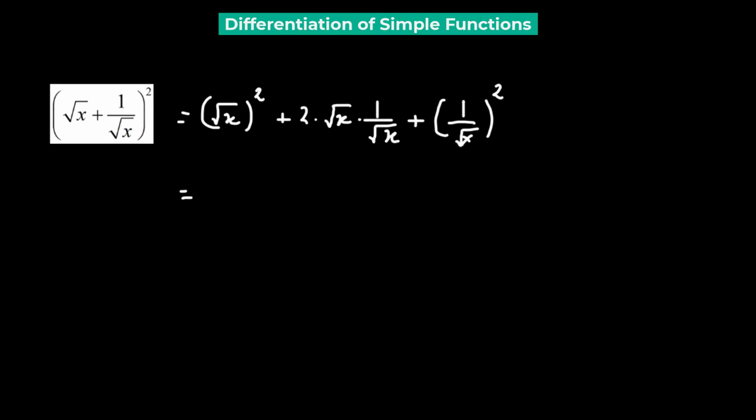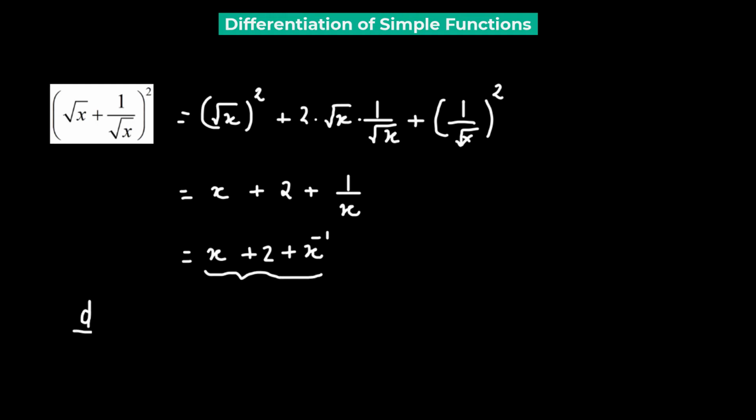So this will be equal to x plus, so the square root of x is present in both the numerator and denominator of the second term. So we have 2 here plus 1 over x. Or we can simply rewrite it as x plus 2 plus x raised to the power of -1. Now we will determine the derivative of this particular function.